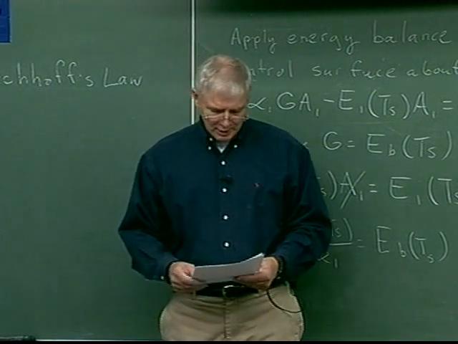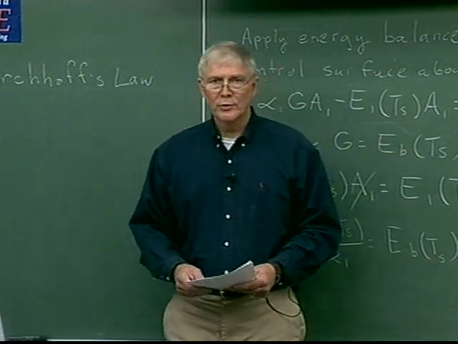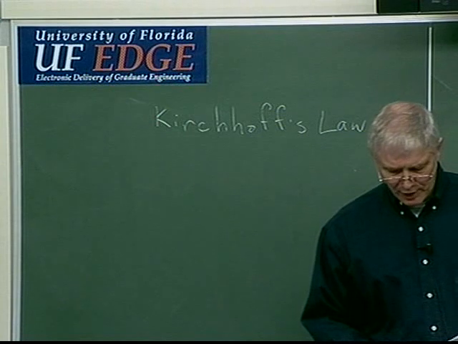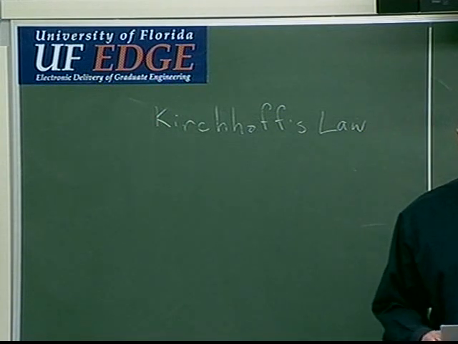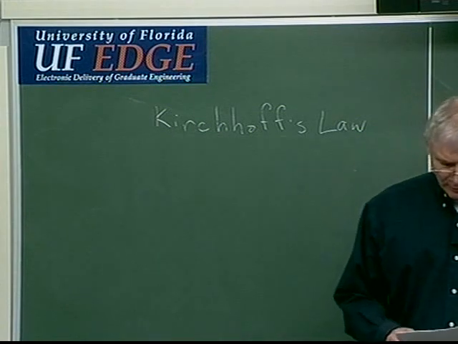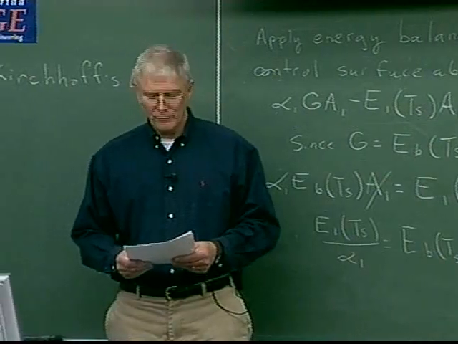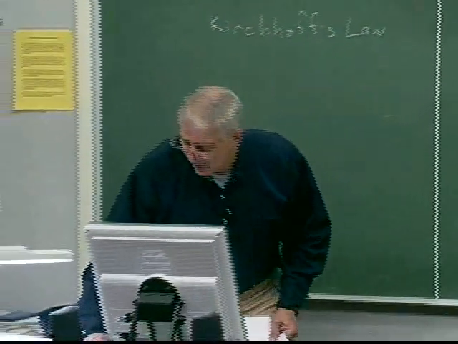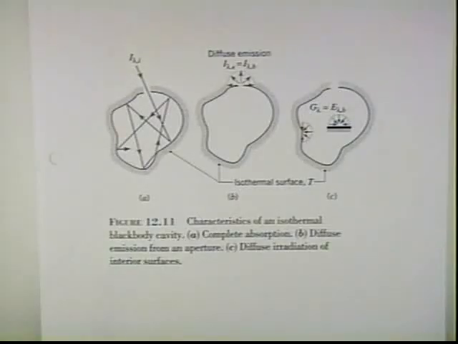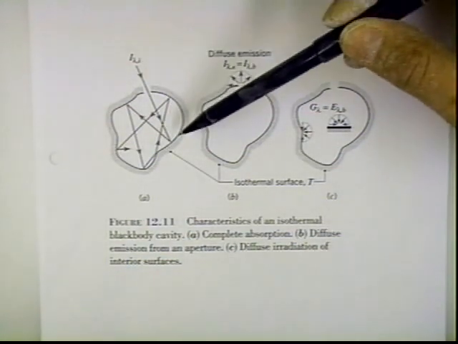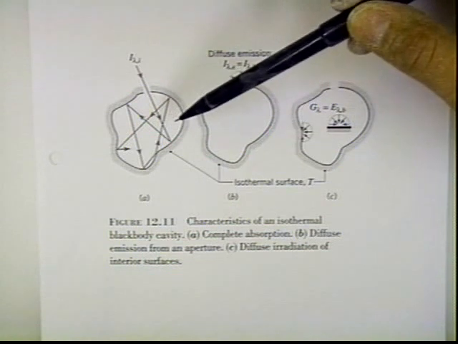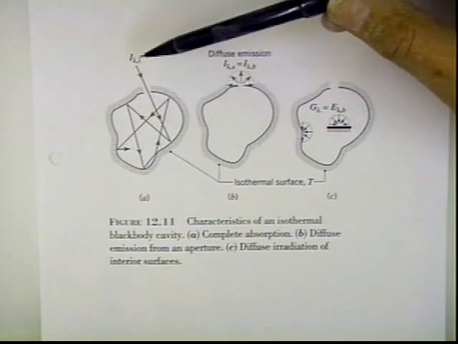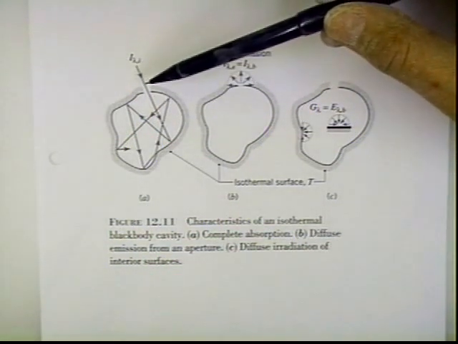Okay, our last topic is Kirchhoff's law. So far we've learned that no surface has precisely the properties of a black body. However, we can approximate a black body with a cavity whose inner surface is at a uniform temperature. So let's go over here and look at the diagram. Here we have a surface where the inner walls of the cavity are all at the same temperature, and we have radiation entering through a small opening.